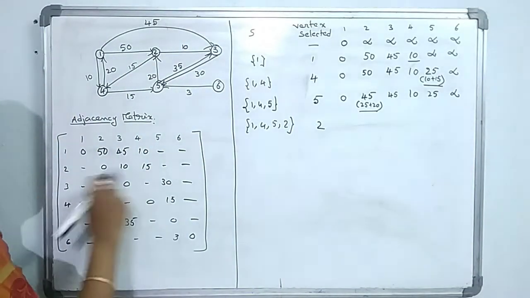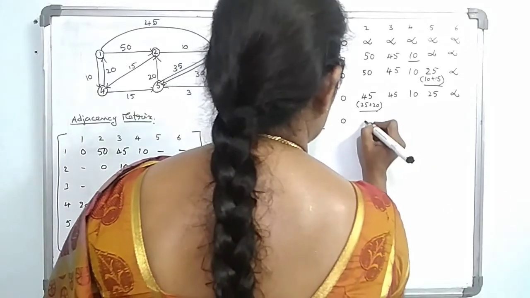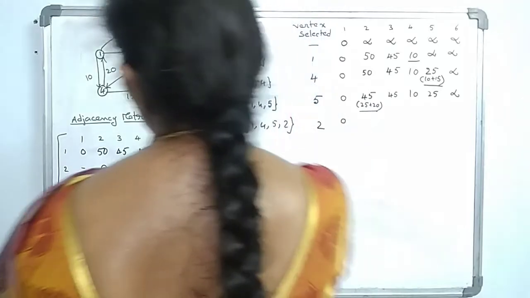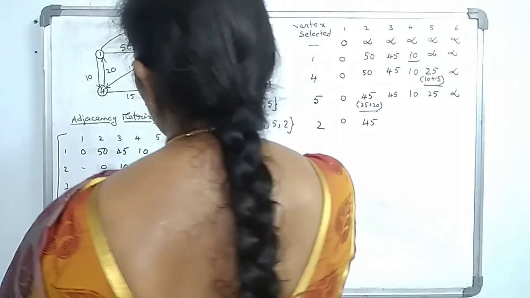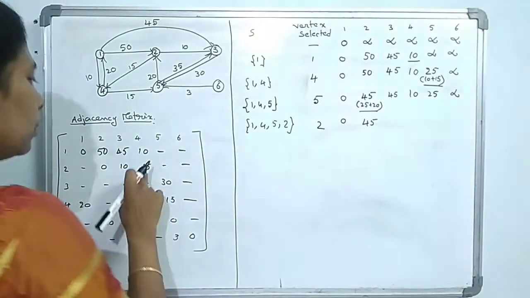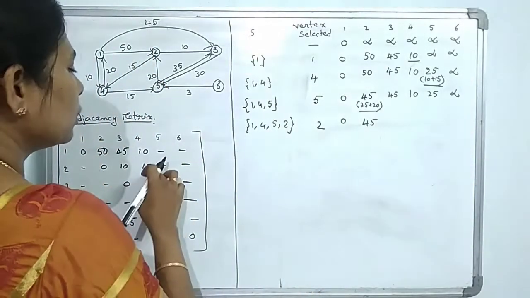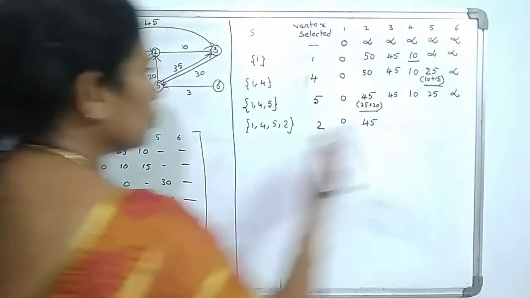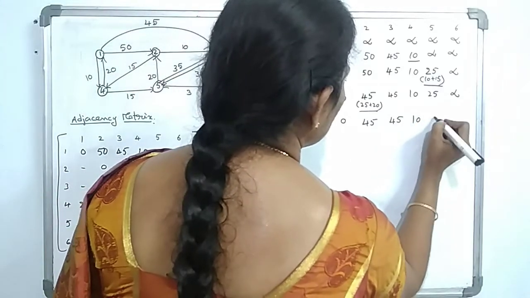In 2 you are having these values. So 1 to 1 is 0 and this is the 1 to 2. So that means in that you are having the 2 to 2 is 0, so previous value will be considered. Next you are having the 2 to 3 is 15. And if you are taking the 15 plus 45, that means 60. But the previous value is 45. So 45 is less than the 60, so you can consider the 45. And remaining are as it is.